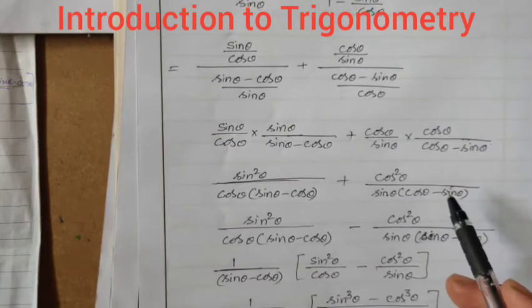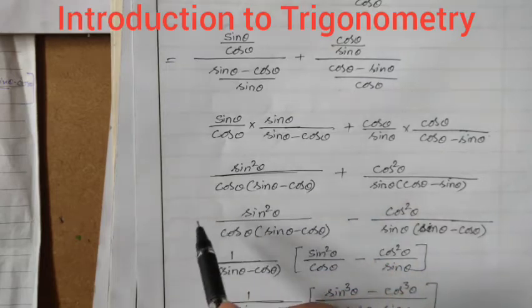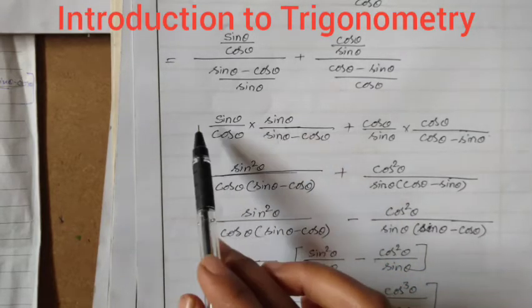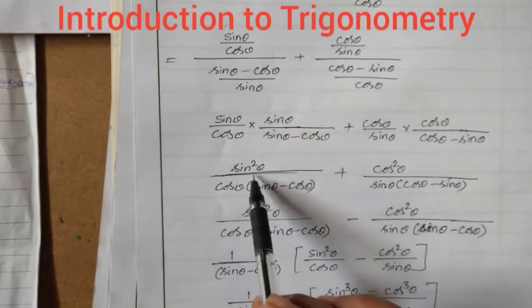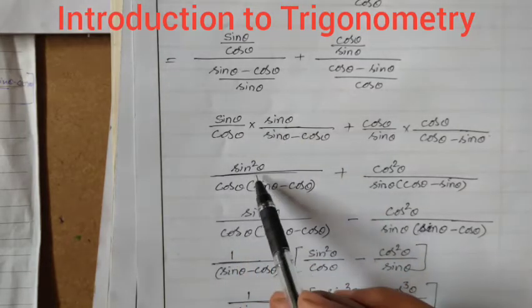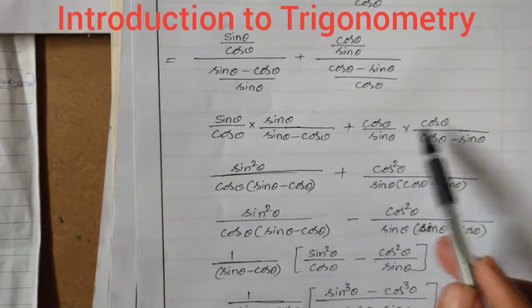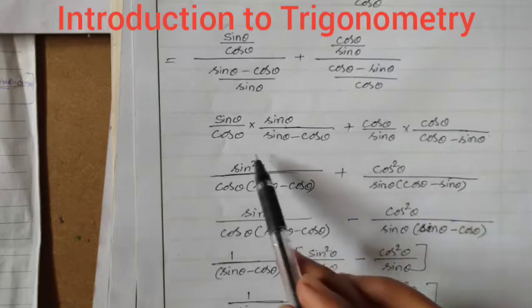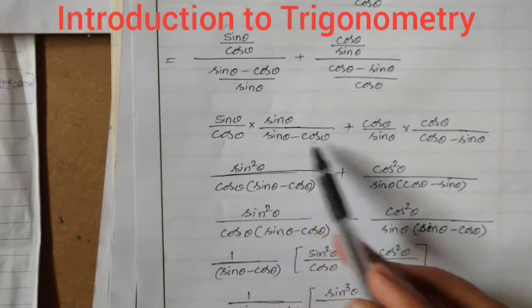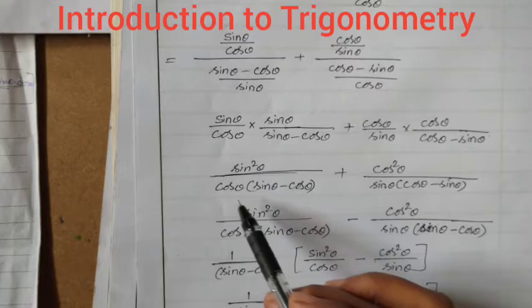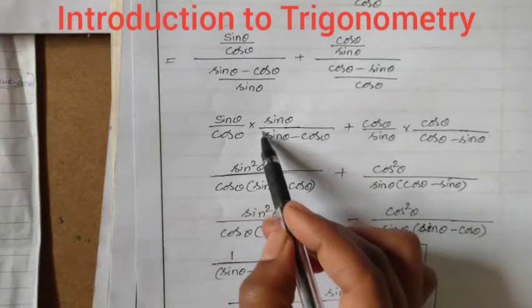So again you can observe the term. What happened here? I multiply the numerator term, that becomes sin square theta, sin into sin is sin square. Here what happened? Cos into cos is cos square theta. You write the denominator as it is. I don't change any denominator term. You write cos theta in the brackets.